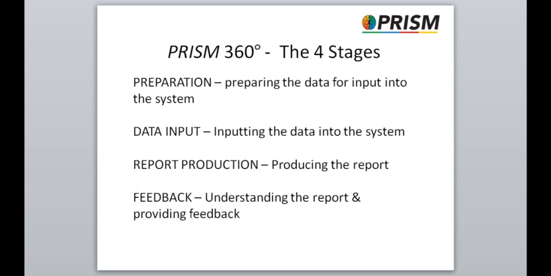There are 4 stages to the PRISM 360 process. Preparation. Preparing the data for input into the system. Data input, inputting the data into the system. Report production, producing the report. Feedback, understanding the report and providing feedback.